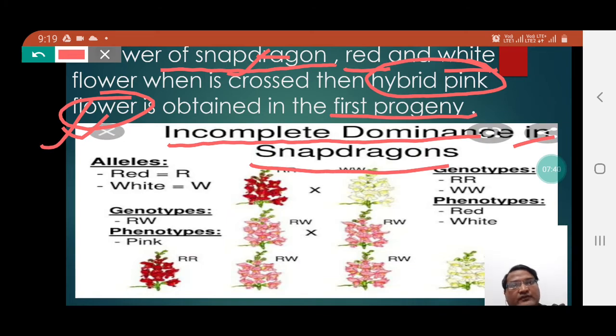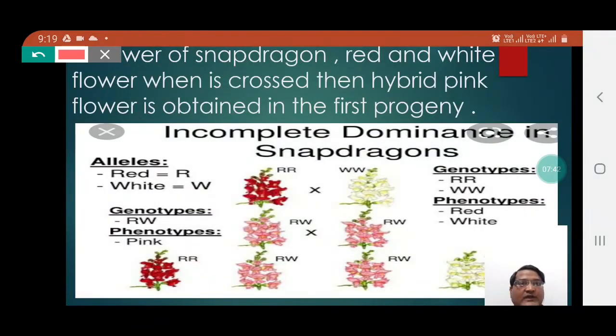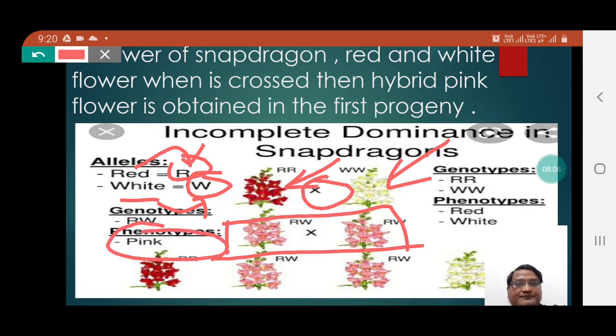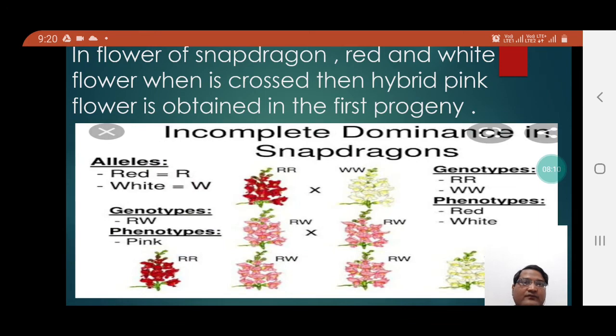If you notice, there are two flowers, red which is shown by R and white which is shown by W. Here the flower is red and here the flower is white, and when both of these are crossed, you can notice that in the first filial generation the progeny is pink. So, students, this is the example of incomplete dominance.